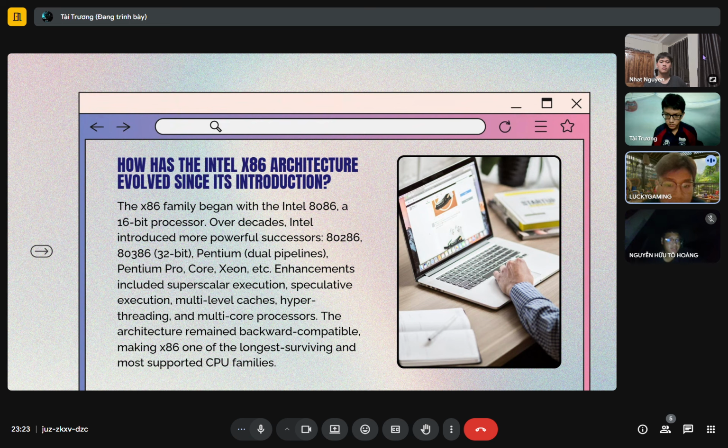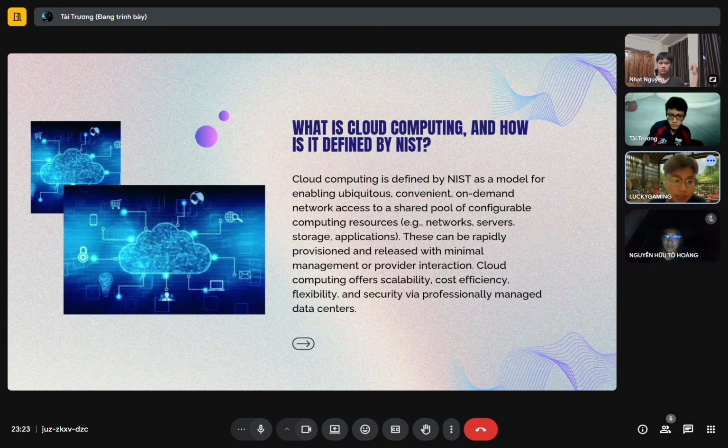Enhancements include superscalar execution, speculative execution, multi-level cache, hyper-threading, and multi-core processors. The architecture remains backward compatible, making x86 one of the longest surviving and most popular CPU families. And this is the end of all questions. Thank you, teacher, for listening to the lecture.